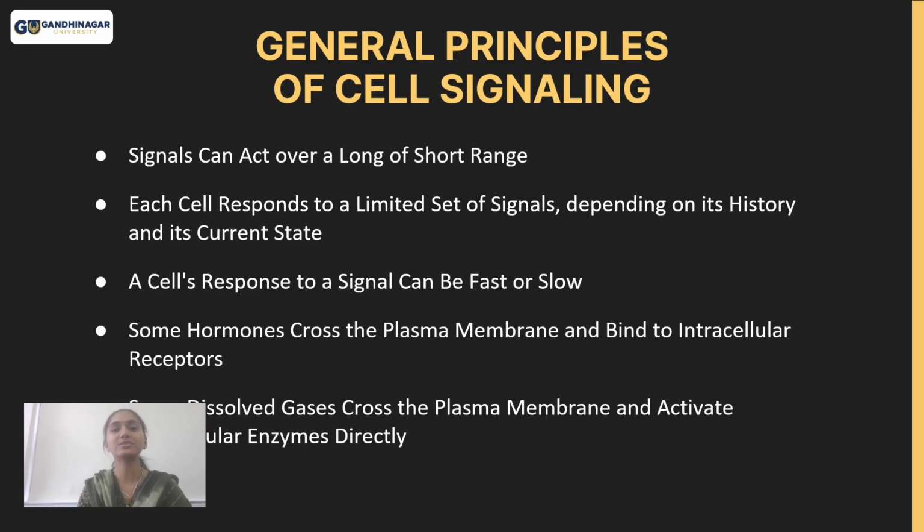So there are general principles of cell signaling. Cell signaling involves the transmission of signals from one cell to another, allowing cells to respond to change in their environment or coordinate their activities. The key principles include, first, reception. Signaling molecules or ligands bind to specific receptor proteins on the surface or inside the target cell, initiating the signaling process, and then it goes into the transduction process.